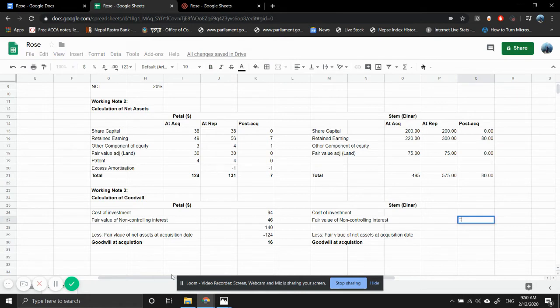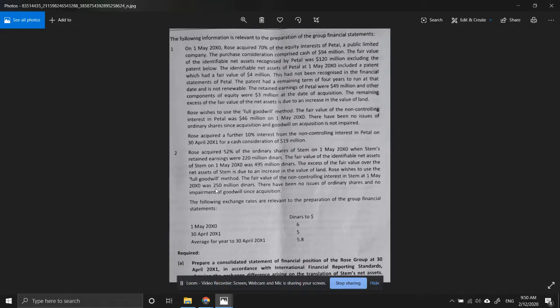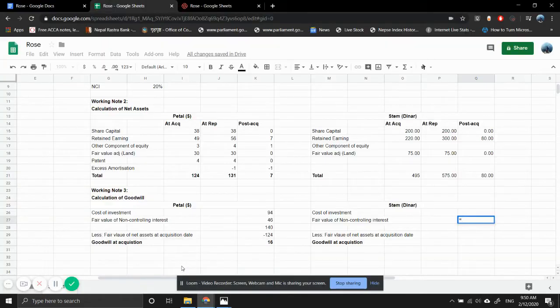So what about over here? In this case, NCI was 250, and then how much did we pay? 250. Okay, 250 is there. How much did we pay? It's not here, right? So how can we find out? Like I've told you many times.